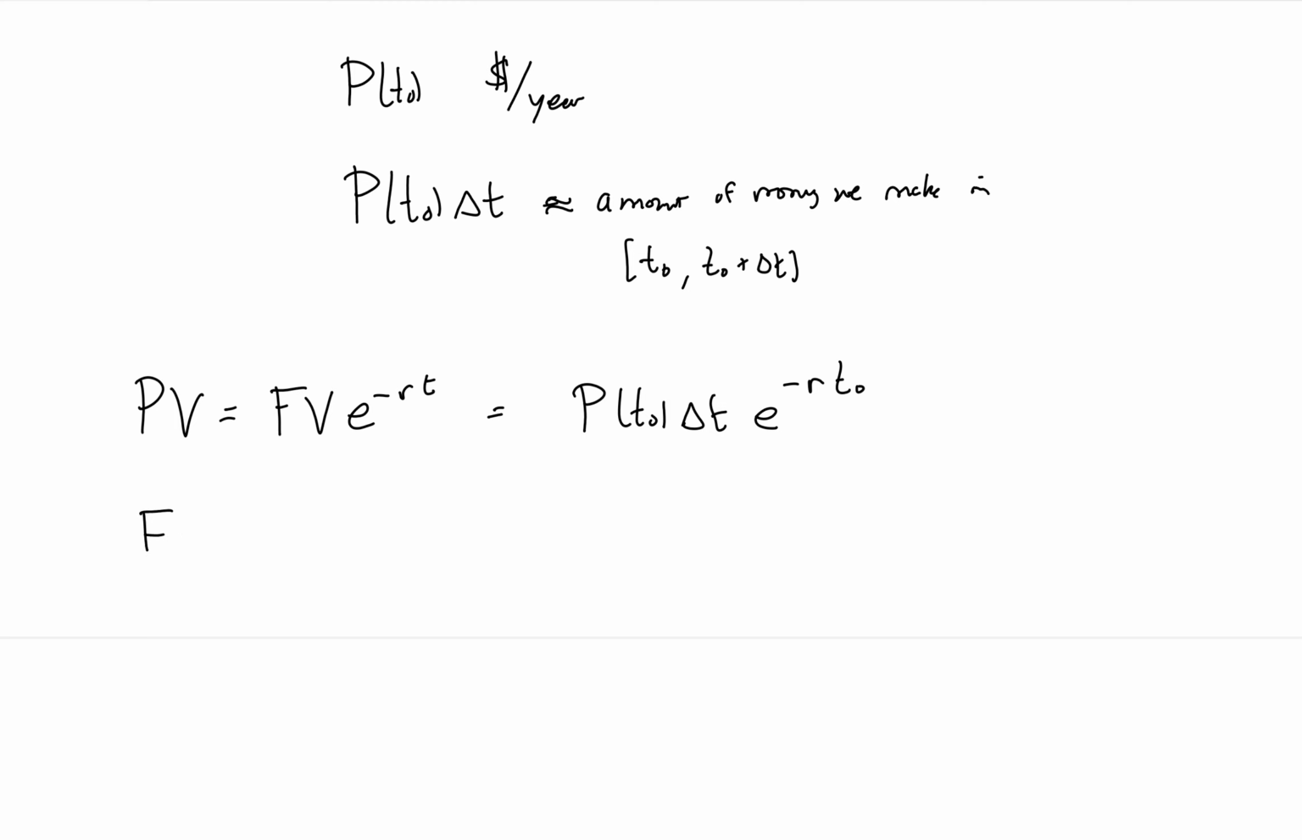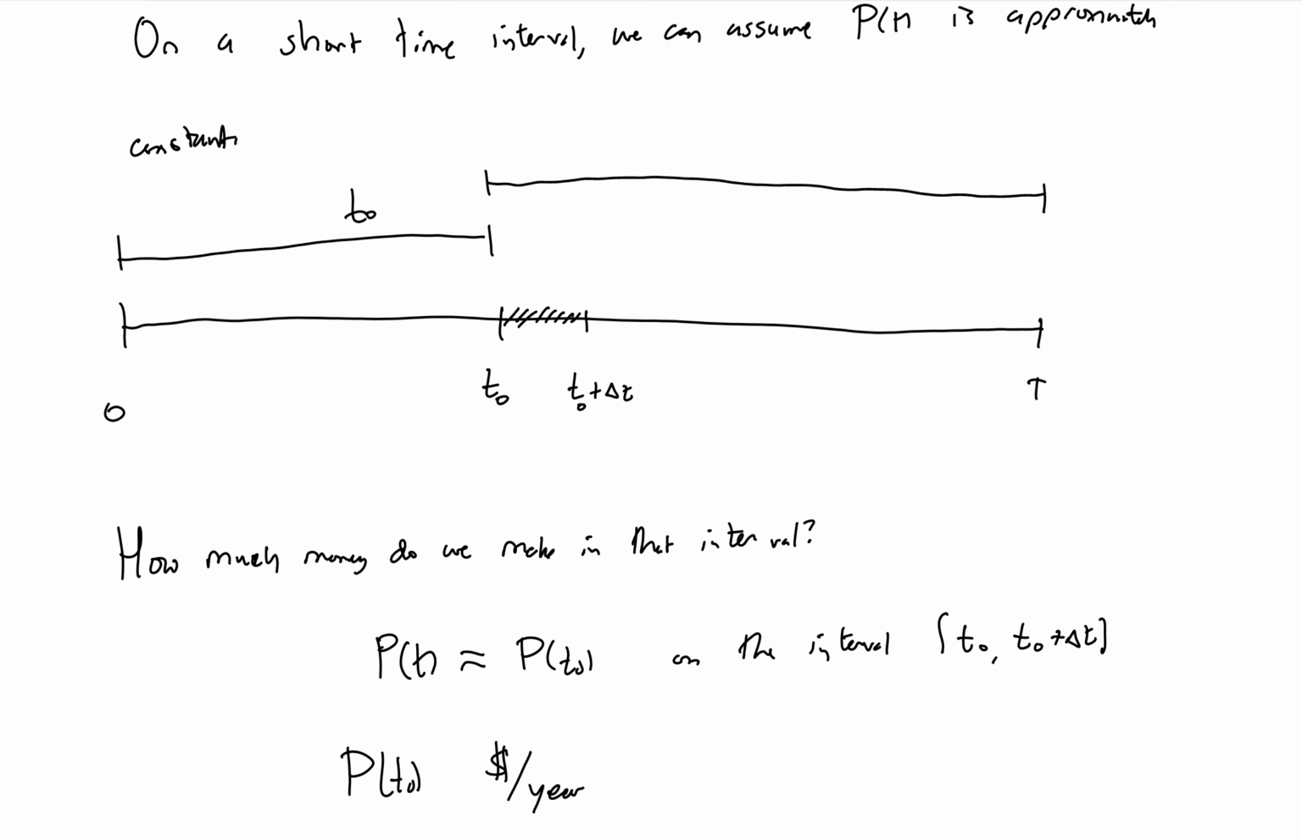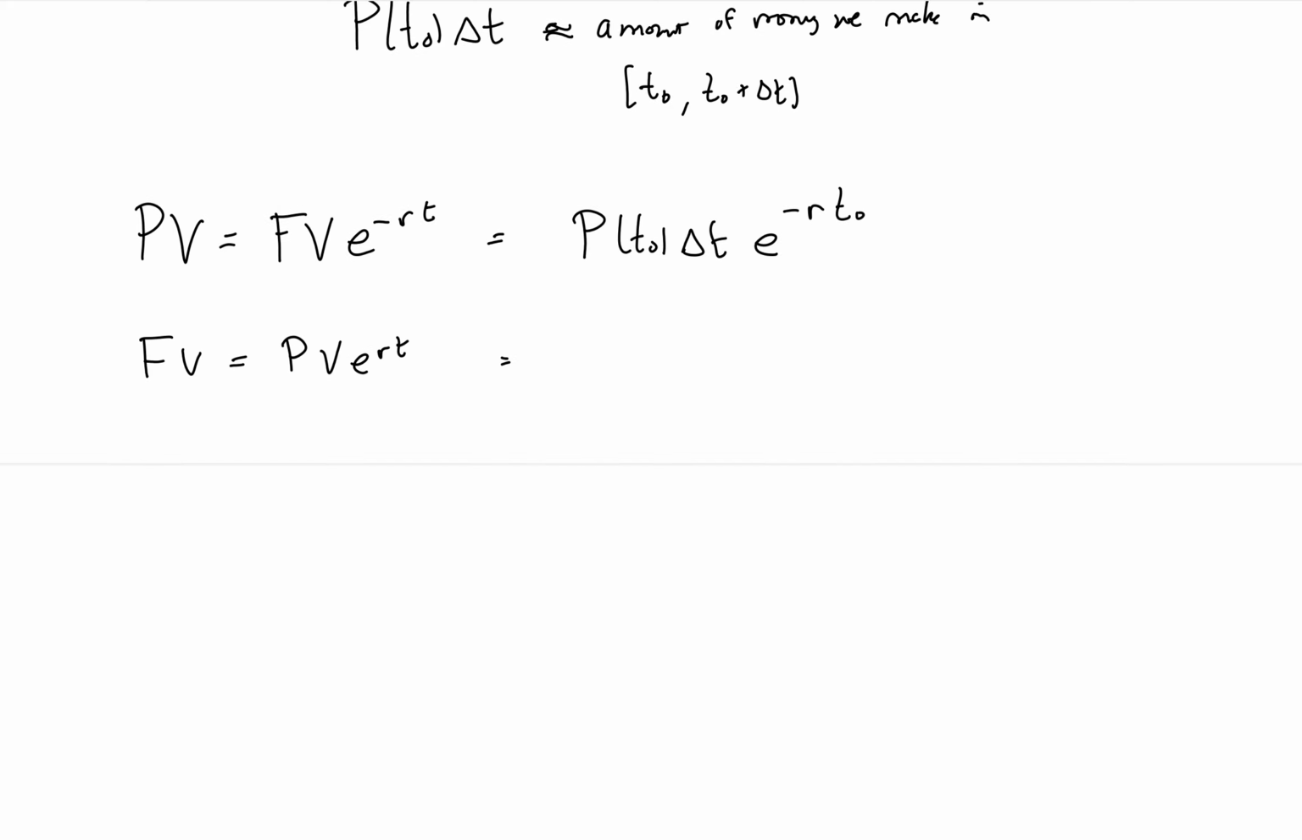And if we want the future value, well, that's present value times e to the rt. So we can look at this. How far are we bringing it forward to get to the future at time t? Well, this is t minus t0 for the time. So the future value should be the amount of money we make during that time, times e to the positive r, but now it's t minus t0, because that's the amount of time we're moving forward. So that's how we would deal with a chunk of money over some small interval.